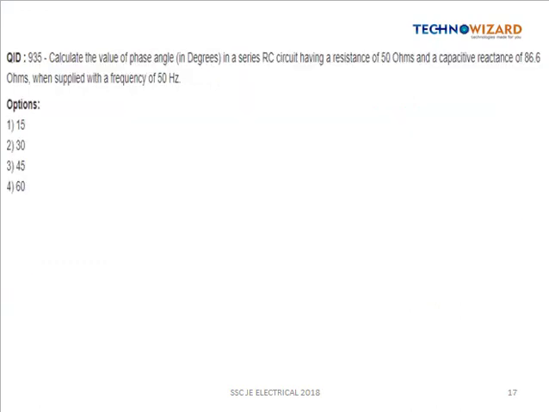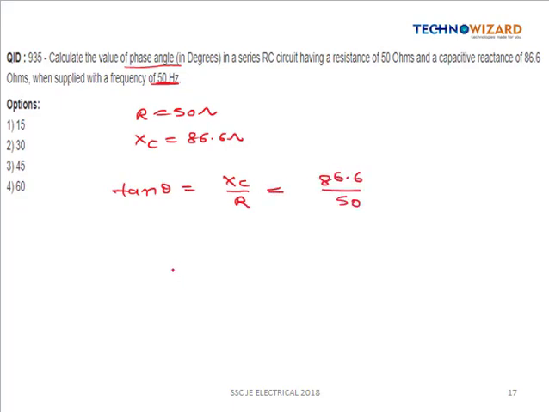Next question is, calculate the value of the phase angle in degree in a series RC circuit having a resistance of 50 ohm and the capacitive reactance of 86.6 ohm when supplied with a frequency of 50 hertz. So we have to find out the phase angle. So we know that tan theta is given by the relation XC by R, which is equal to 86.6 by 50. So this will be equal to 1.732, which is equal to root 3. So from here theta will be equal to tan inverse of root 3. So we are getting the value of theta as 60 degree. So option D is the right answer.